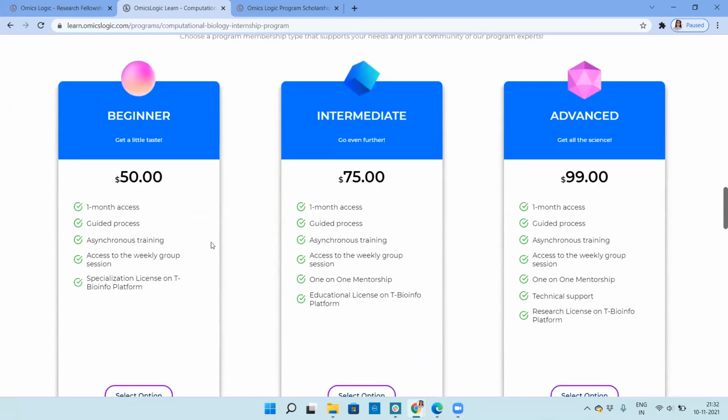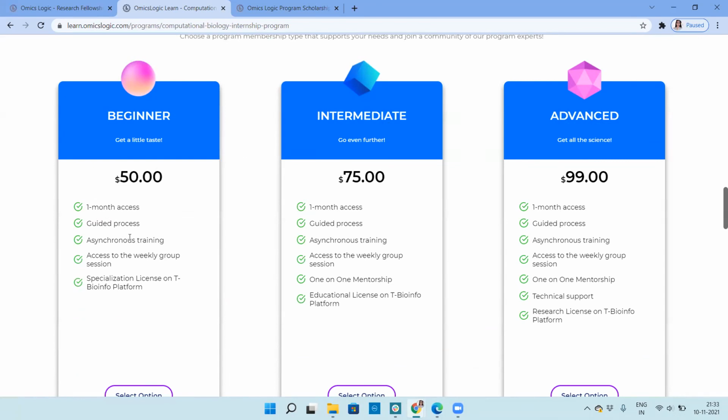To join the research fellowship program, you can take up the license here on the page itself. We have 3 licenses. The first one is beginner, the second one is intermediate, and the third one is advanced. These 3 levels are based on the different features they include. The beginner level does not include one-on-one mentorship, that is, you could take up your doubts in group sessions.